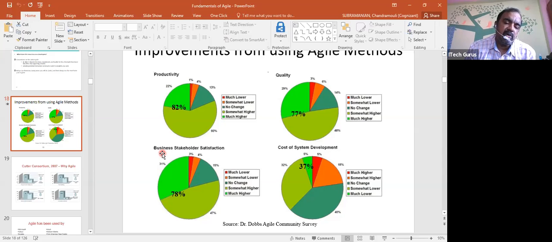Of course, the quality will obviously improve because of the frequent feedback. Every iteration, the customer gives feedback on whatever is being delivered. Since you have multiple opportunities to remove defects and fine tune, improvement continuously happens, and because of that the quality keeps increasing. The stakeholder satisfaction also increases, including the team members.